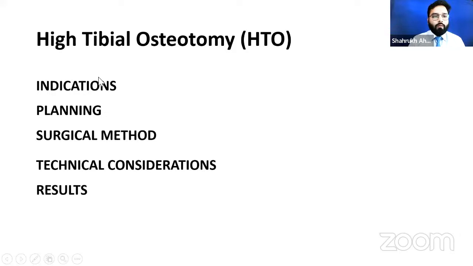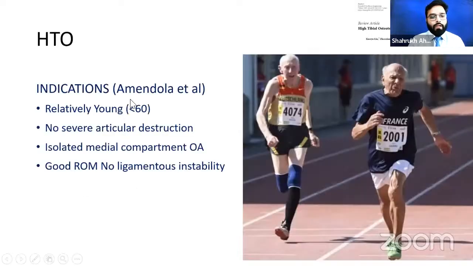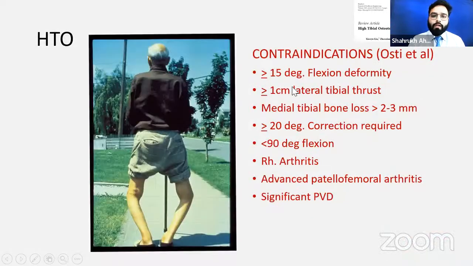I will be talking about the high tibial osteotomy in these points: indications, planning, surgical method, technical consideration, and results. The indications are relatively younger patients who have good range of motion and isolated medial compartment osteoarthritis with no severe articular destruction. And the contraindications are more than 15 degree of flexion deformity with less than 90 degree of flexion, more than 20 degree correction required, and inflammatory arthritis.